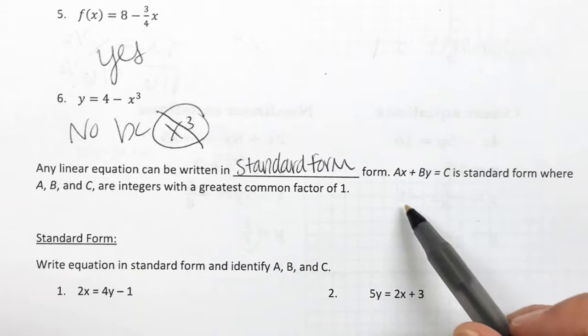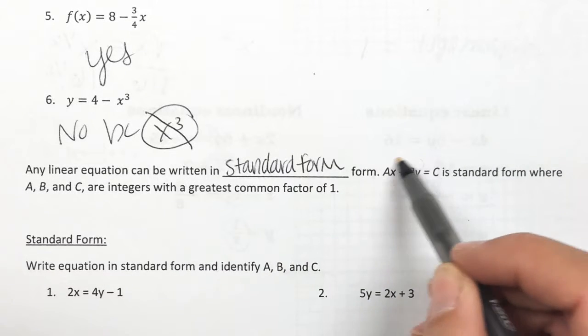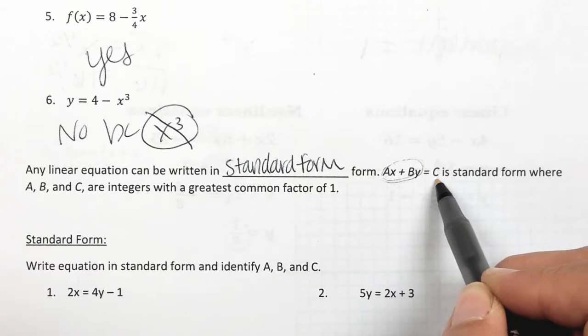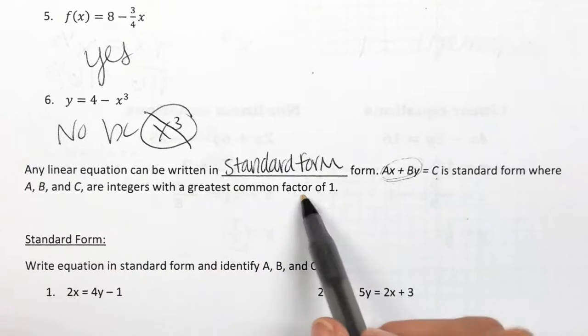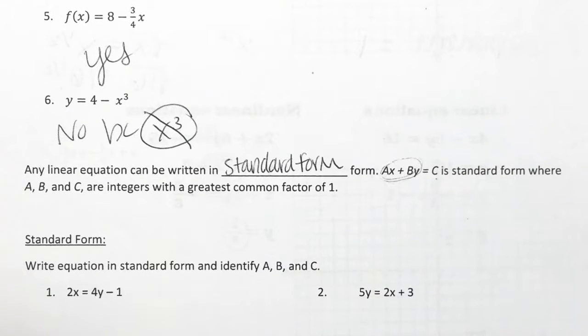Standard form is ax plus by equals c. So it's when x and y are on this side, x is listed first. The c just stands for a constant, so just a number without a variable. Okay? And a, b, and c are all integers with the greatest common factor of 1. That means that if they all had something in common, then we could take that out. We want it to be in simplest form.